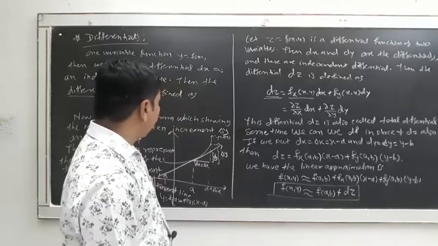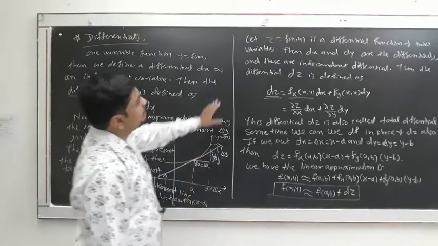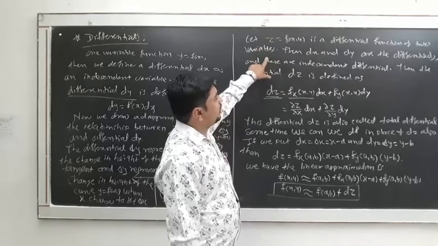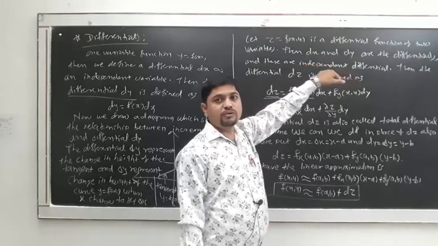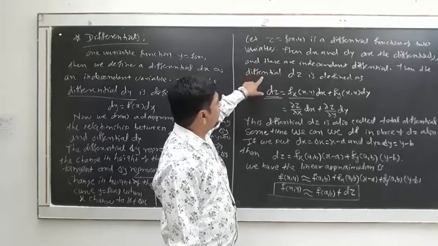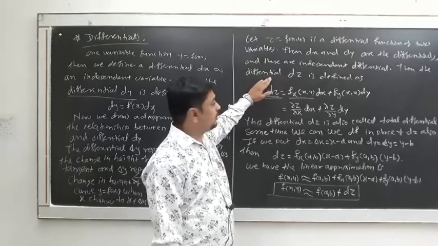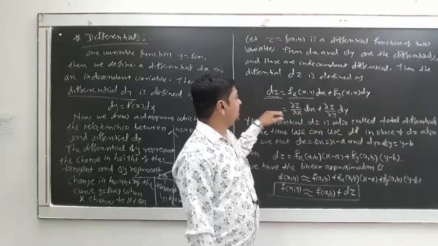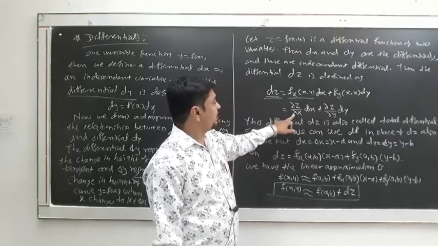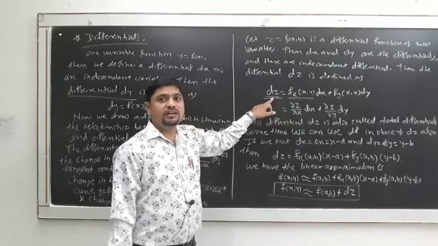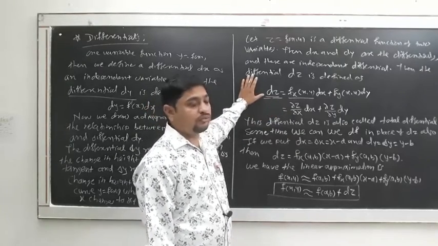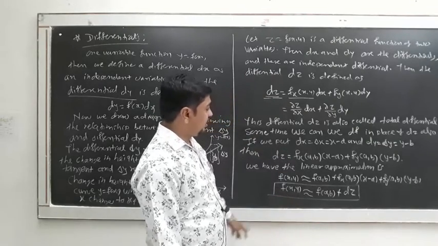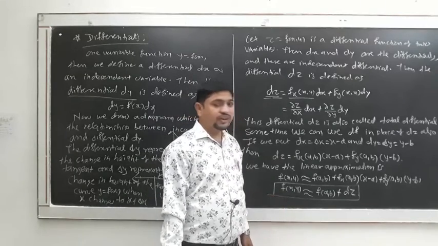Similar to the definition here, we take z equal to f of x,y, then we define independent variables dx and dy, these are the two differentials which are independent, and then we define a differential dz equal to fx(x,y) dx plus fy(x,y) dy. This can also be written in the notation of df, and then we get the linear approximation in the formula of dz.